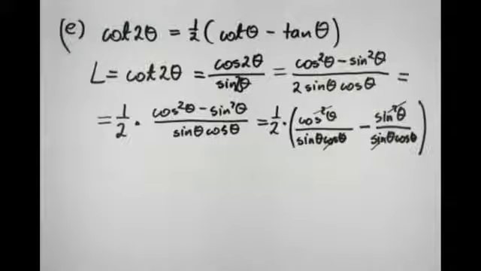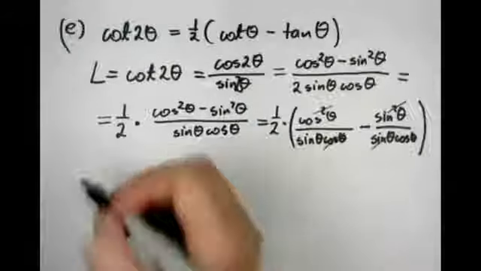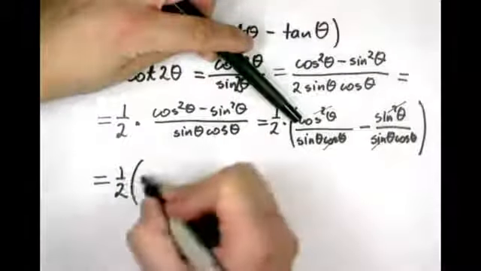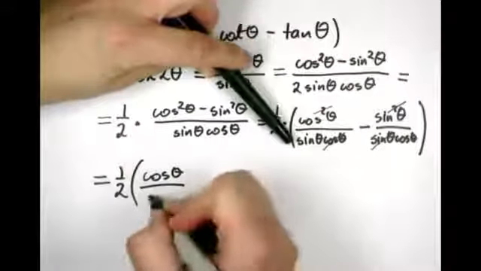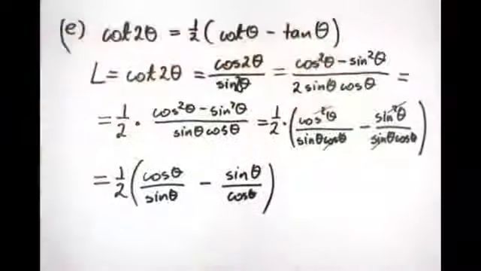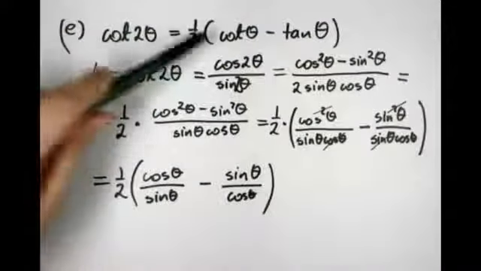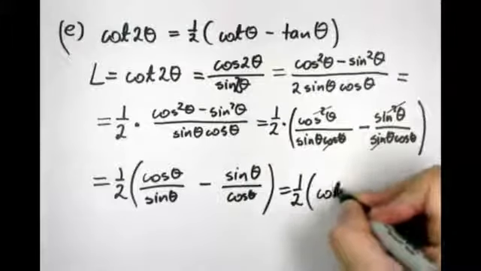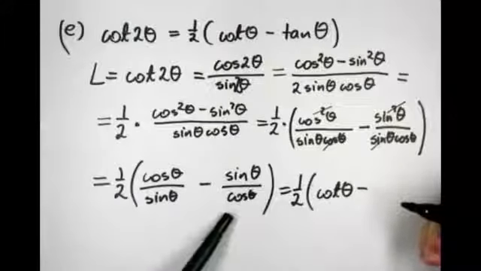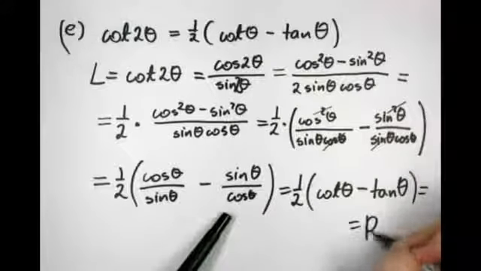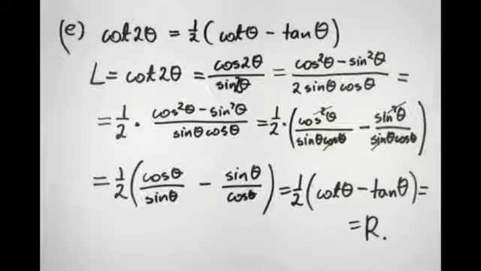Because cos square is cos times cos. So what we have is 1/2, and what's left on the top is cos over sine minus sine over cos. But cos over sine is nothing else but cotangent. So we have 1/2 cotangent theta minus, sine over cos is nothing else but tangent. So this is equal to the right side, and the identity is established.